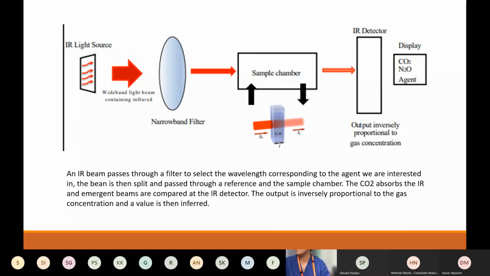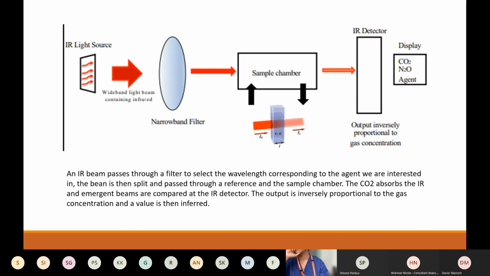So this is a breakdown of what's happening in the infrared sensor. On the left-hand side, the infrared light source is produced, and it passes through a filter, and that filter is selective to the wavelength of the gas that you're interested in. And then the beam is split, and one passes through a reference chamber and the other through the sample chamber.